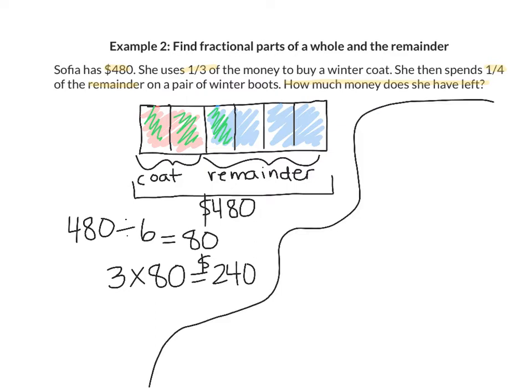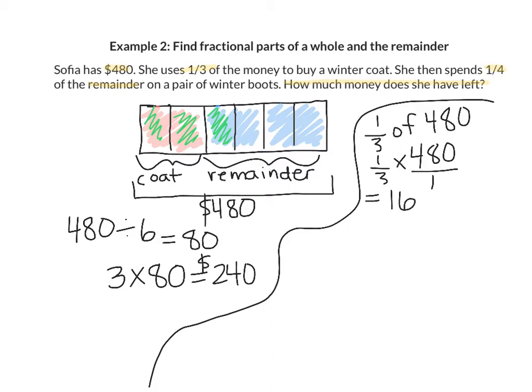Another way that we can solve it is by finding 1/3 of 480, which is the same thing as doing 1/3 times 480. And this will tell us how much she spent on her coat. When we find 1/3 of 480, that equals $160.